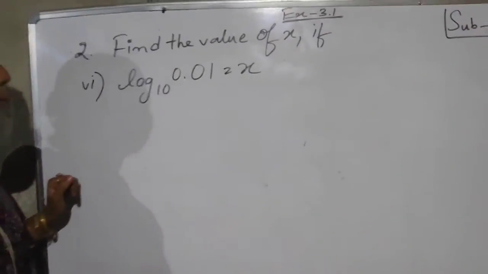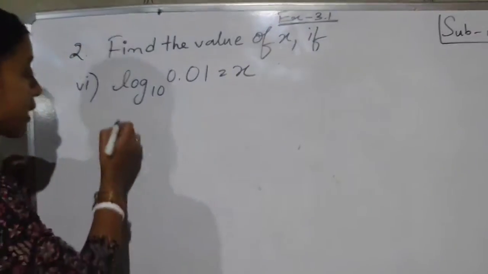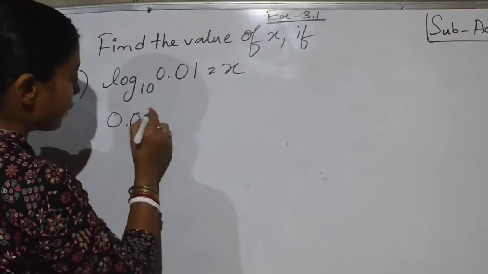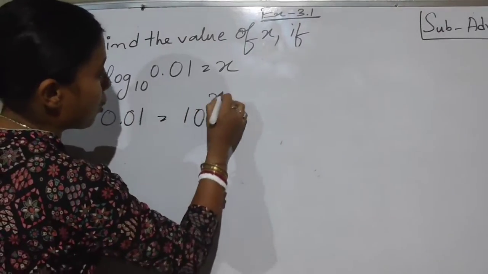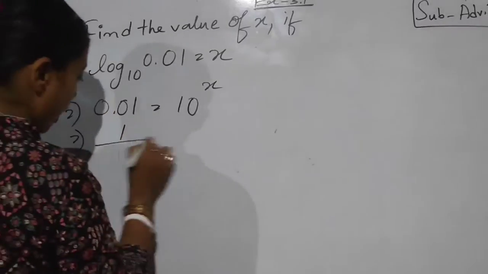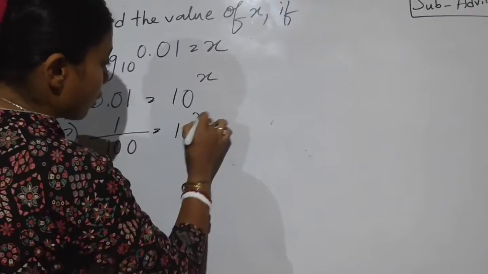Now the last one, number 6. Log 0.01 to the base 10 is equal to x. Same like before, we can write or not? So 0.01 equal to 10 to the power x, right? The exponential form. And this one what can you write? 1 by 100 we can write. 1 by 100 equal to 10 to the power x.